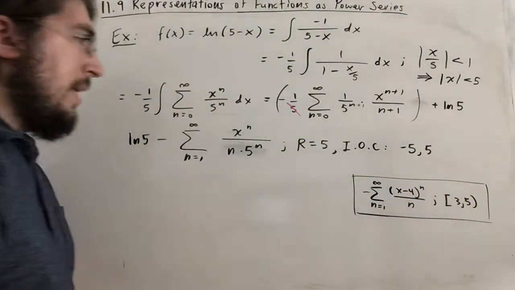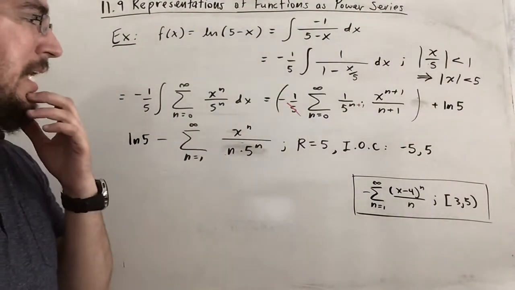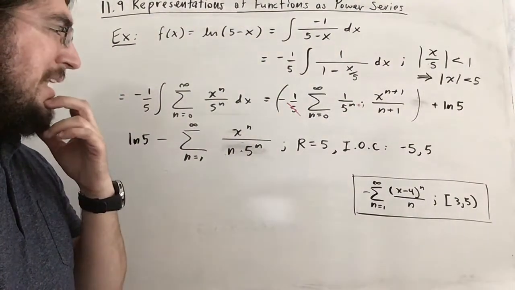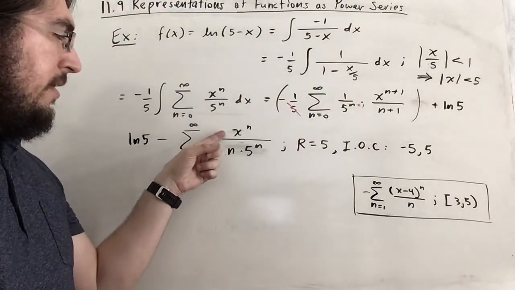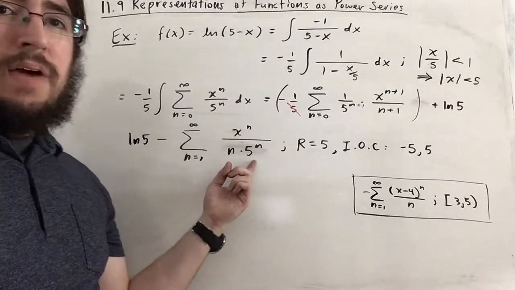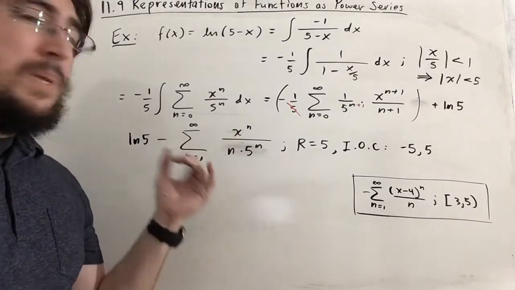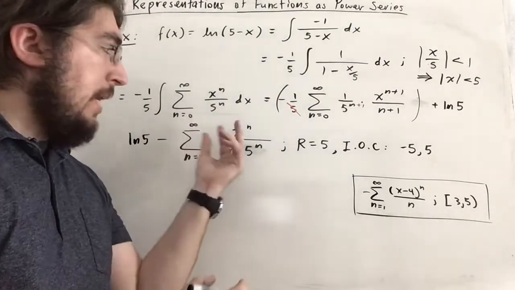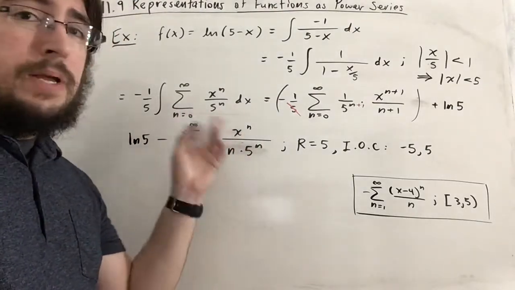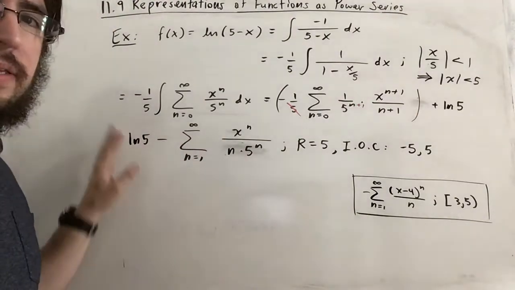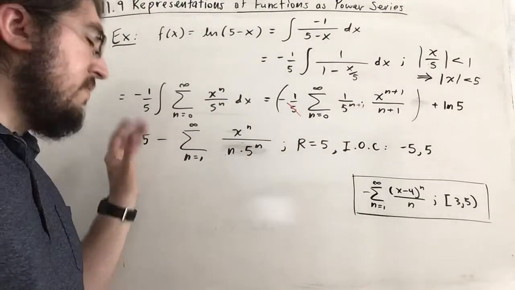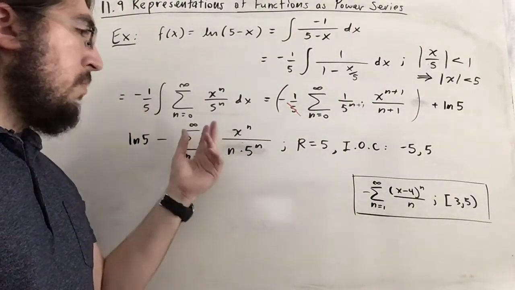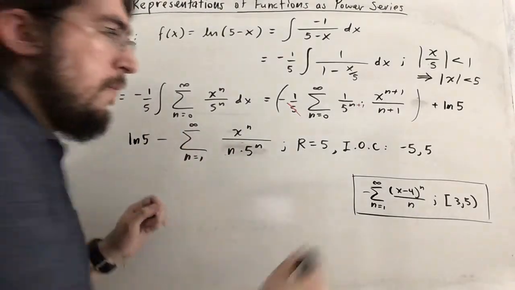And notice when you plug in negative 5, what do you get? You get negative 5 to the n over n times 5 to the n. The 5 to the n's cancel. But since it's negative 5 to the n, you first have to split it up as negative 1 to the n times 5 to the n. So it'll actually be alternating. This part's fine. This is just finite terms. So that converges. But here this will be alternating. An alternating harmonic series converges.